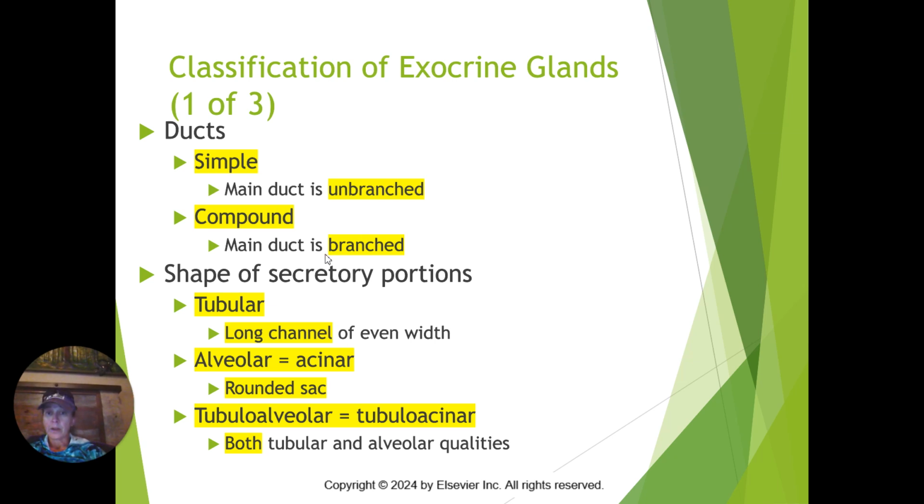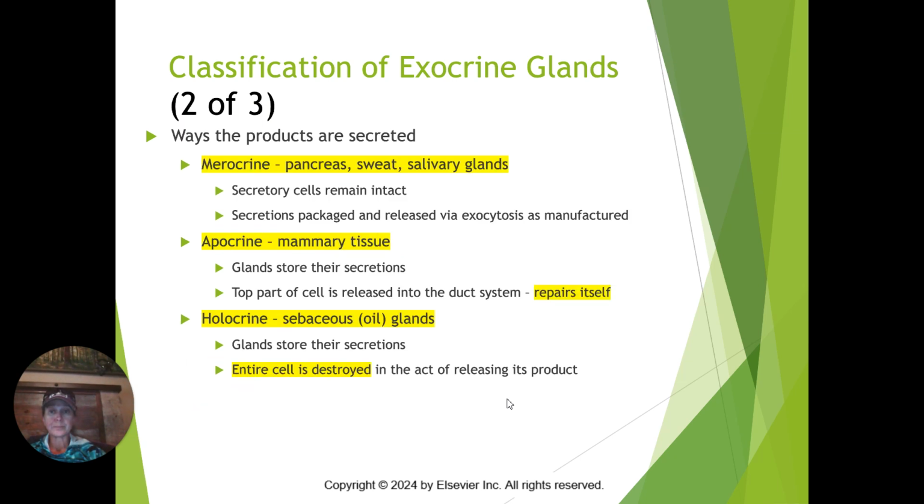The ducts of exocrine glands can be either simple, meaning that the duct is not branched, or they can be compound, which means that the duct is branched. They can also be classified based on their shape. You can have tubular glands that are just one long tube. You can have alveolar, also called acinar glands, which have a rounded sac. And then you can have a combination of both, which is tubulo-alveolar or tubulo-acinar, and so it has qualities of both.